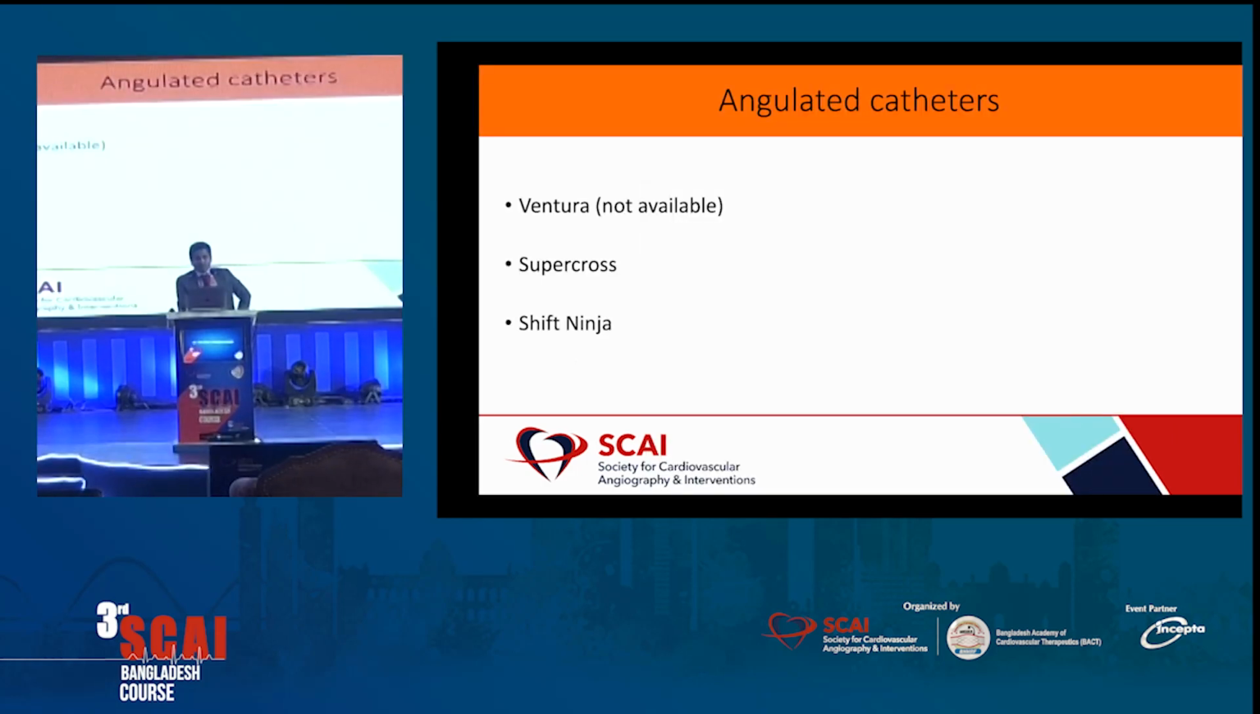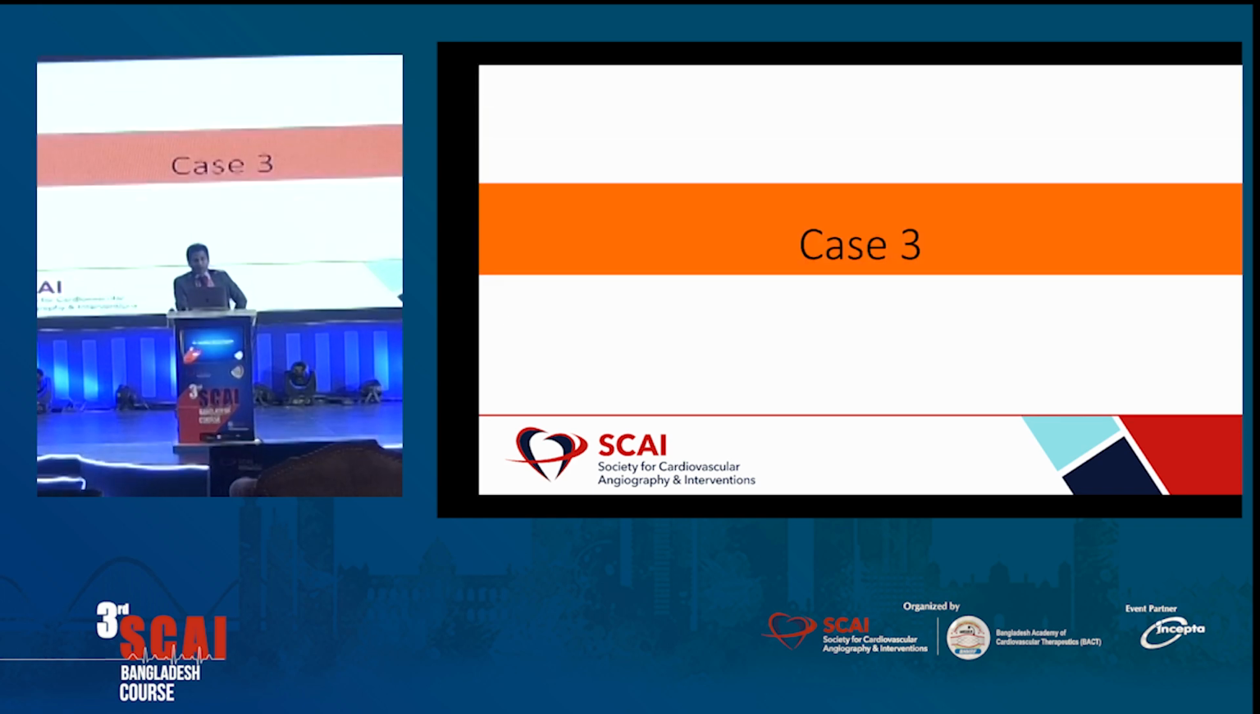So angulated catheters are useful. Ventura we don't have any more, but we have Supercross and Shift Ninja. I would like to do a third case.